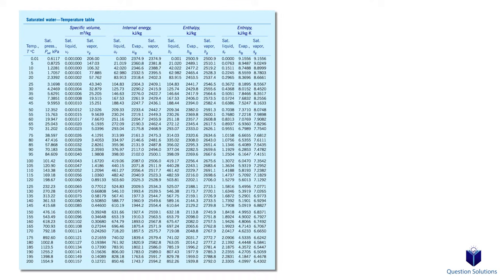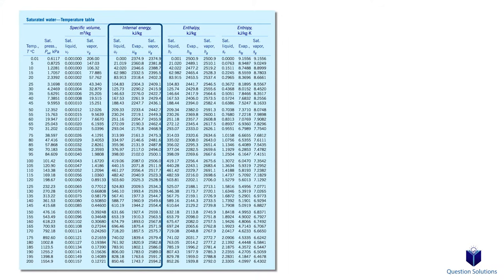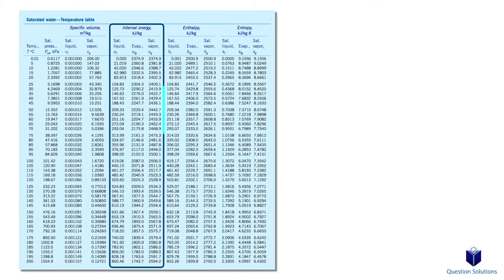If we look at this table next to pressure, we see these values. These tell us the specific volume of a saturated liquid or the specific volume of a saturated vapor. If we wanted to find the difference between the two, we can write it like this. The subscript f is used for saturated liquids, and g is used for saturated vapors. Moving to the right, we see another set of values called internal energy. These values tell us the internal energy at different phases.